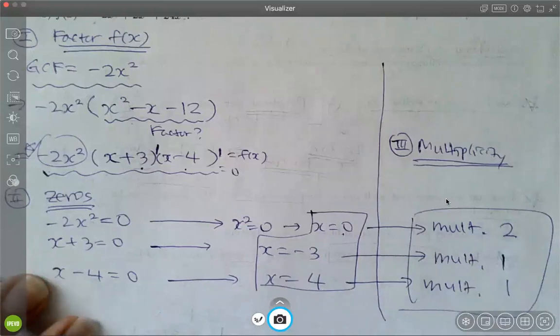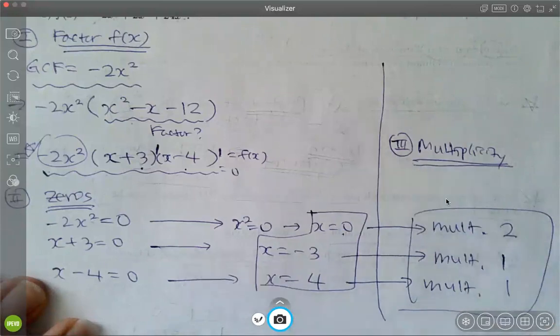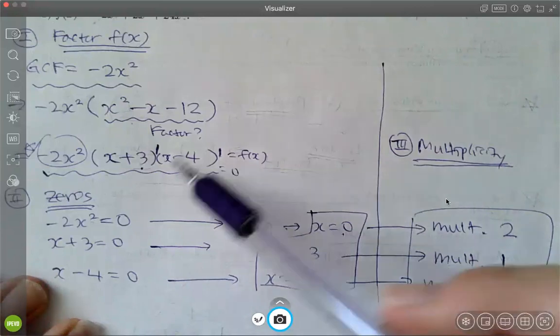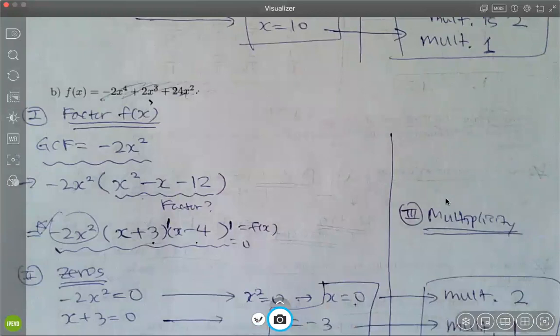Okay, so again, before you factor f of x, you cannot conclude anything about the multiplicity. So if f of x is not factored, you need to factor it first, and then find the zeros, and then find the multiplicities. And once you factor f of x, you don't ever look at the original f of x. So this one is gone.